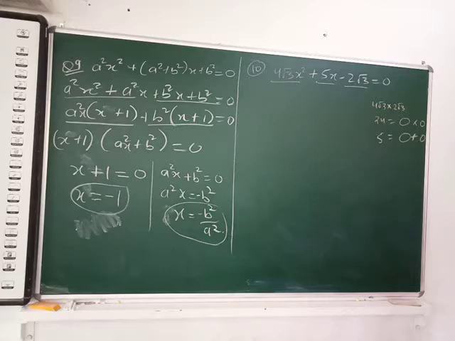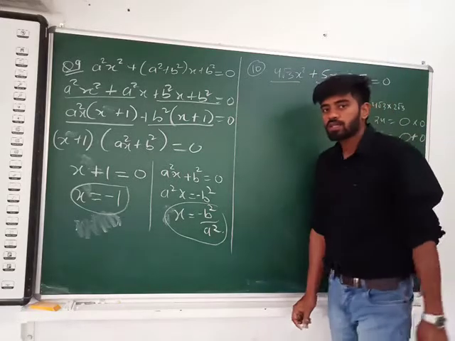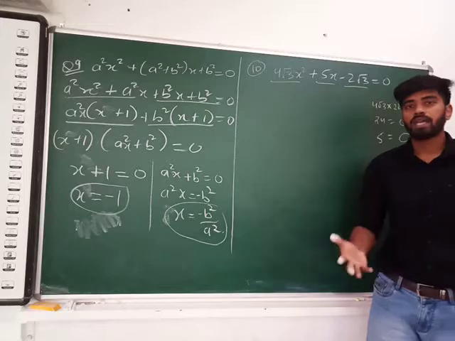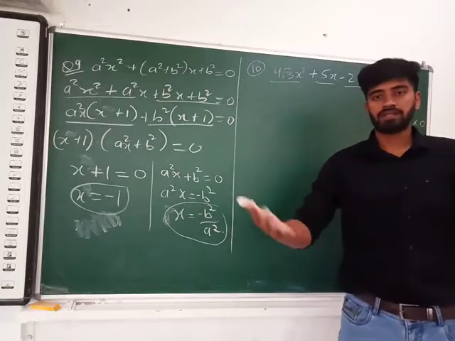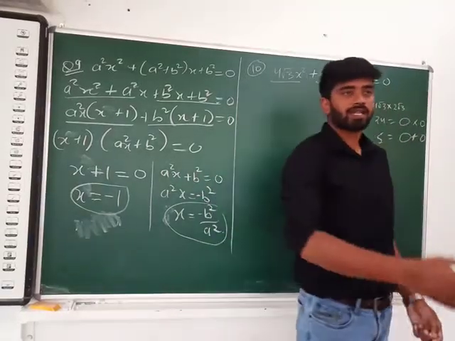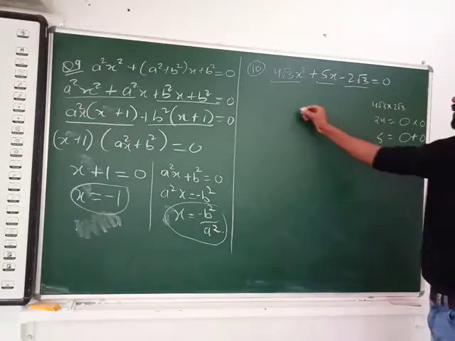I can think of. Can you guys think of any number, any two numbers? 8 3s are 24 and 8 minus 3 is 5. So I'm going to use it over here.